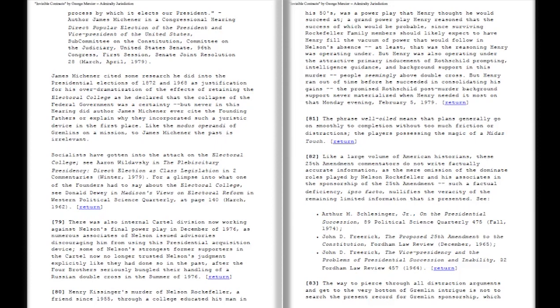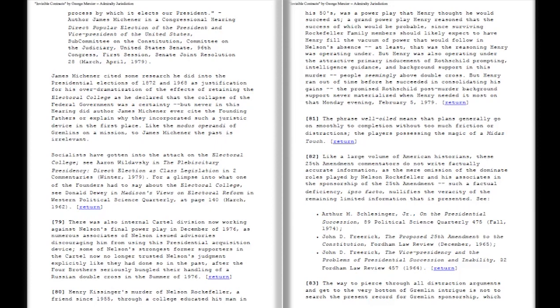Return. 79. There was also internal cartel division now working against Nelson's final power play in December of 1976, as numerous associates of Nelson issued advisories discouraging him from using this presidential acquisition device. Some of Nelson's strongest former supporters in the cartel now no longer trusted Nelson's judgment explicitly like they had done so in the past, after the 4 brothers seriously bungled their handling of a Russian double-cross in the summer of 1976.